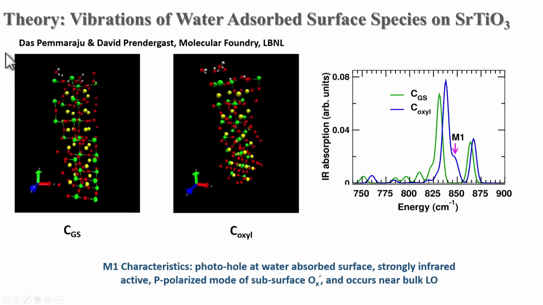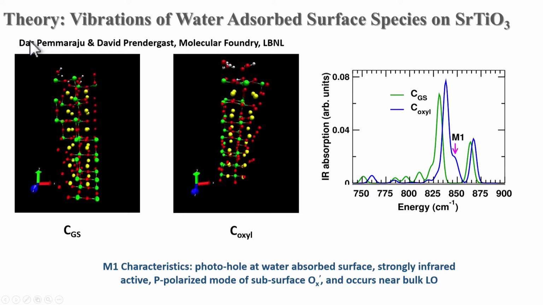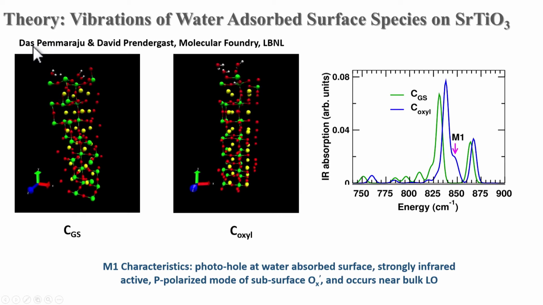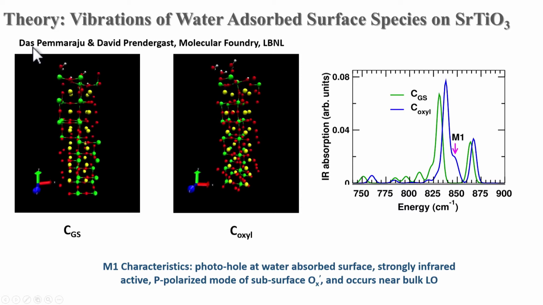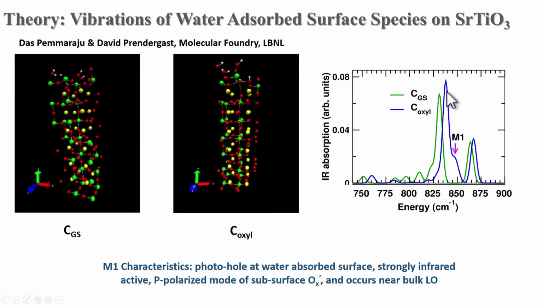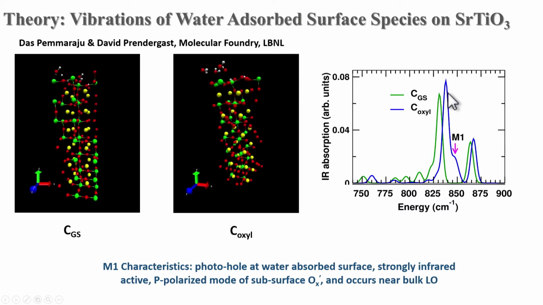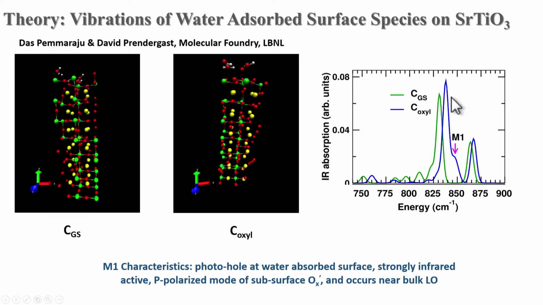Okay? So the reason the M1 here agrees with what we see experimentally, theoretically and experimentally, it's observed in the same conditions. It has the same polarization properties, and it's also very close in energy to the longitudinal optical phonon where we observe it in our spectra. Okay, so that's one way to see these intermediates, which is through their vibrations.